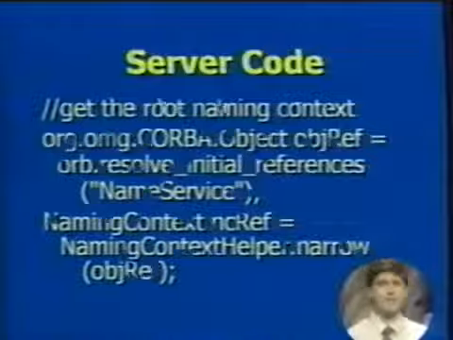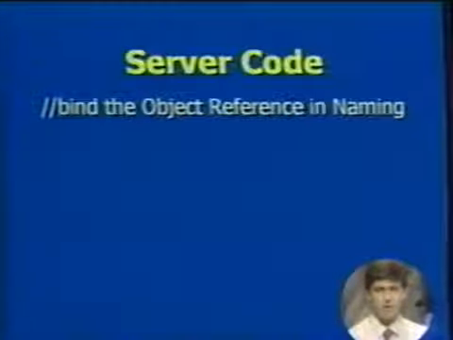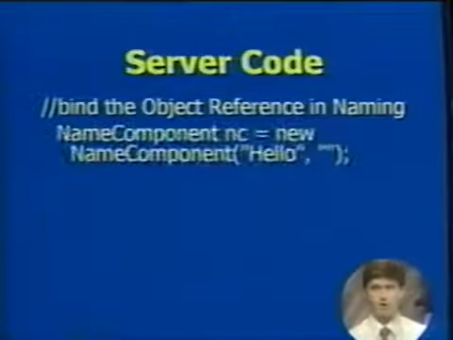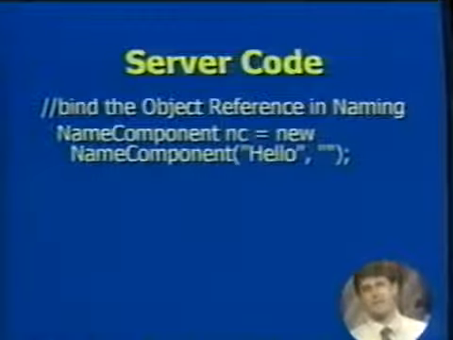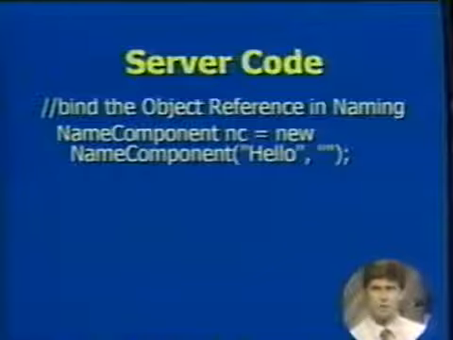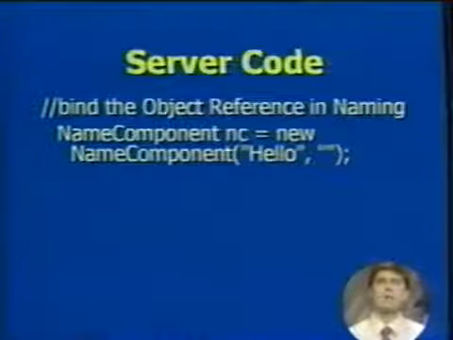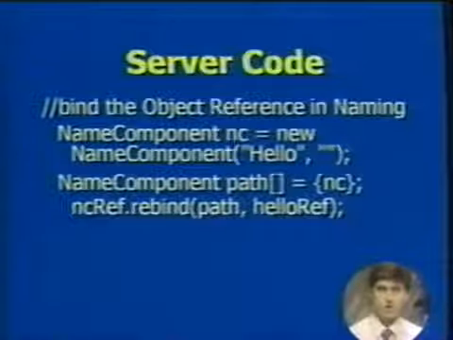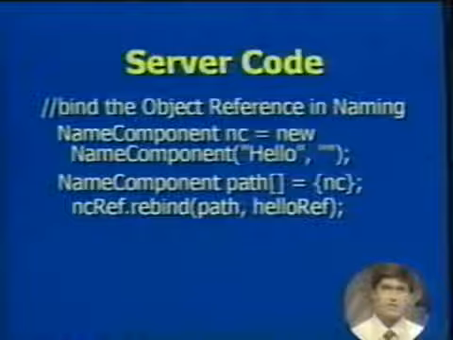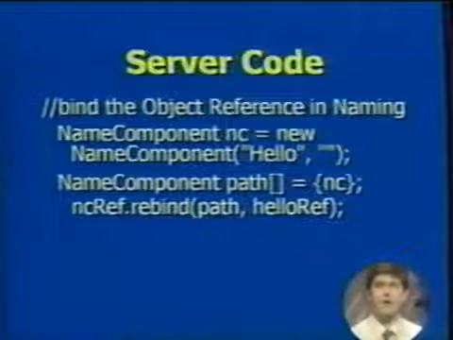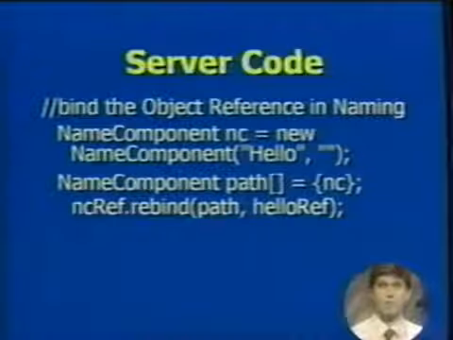Next, we have to bind the object reference in our naming context. So first, we're going to create a new NameComponent. We're going to call it hello, and we're going to assign that to nc, which is a NameComponent object. Now, with the NameComponent, we are going to rebind it to our server with our helloRef, and we're going to assign that to an array of NameComponents that we're calling path.